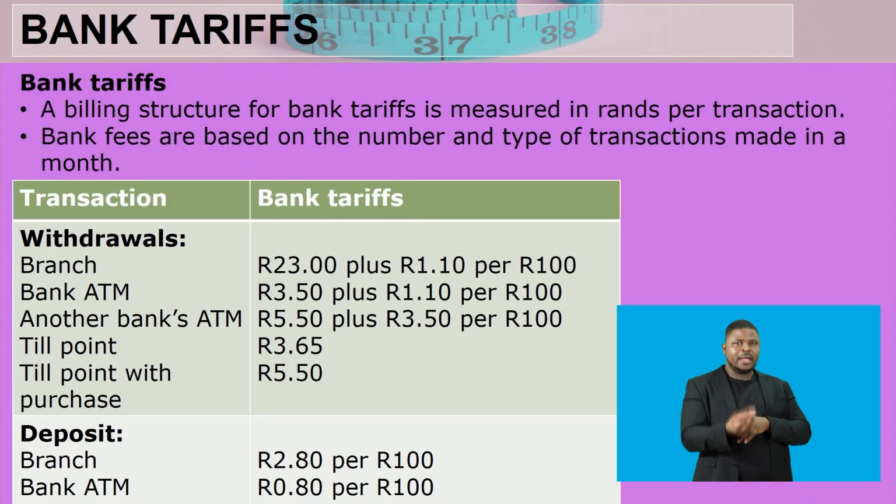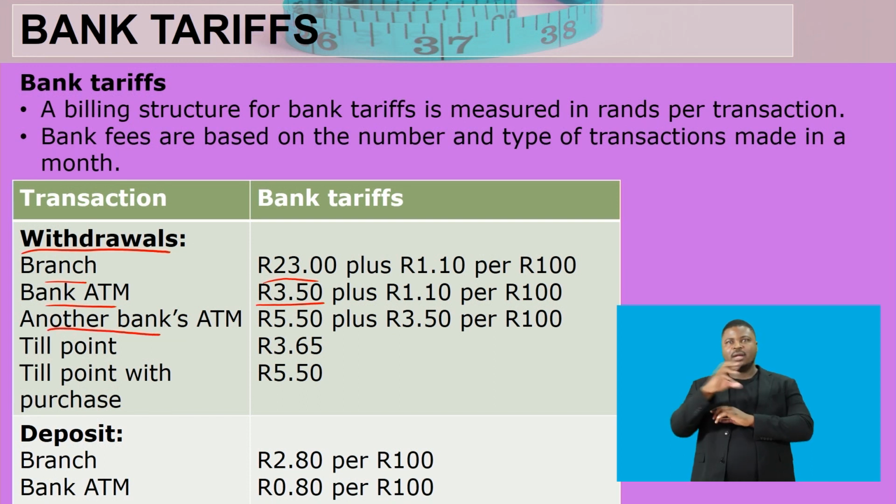For an example, we are given a fee structure of a particular bank whereby we are shown that for withdrawals, if you withdraw money in a branch, you will be charged 23 Rand plus 1 Rand 10 cent per 100 Rand withdrawn. You can withdraw at a bank ATM, which also has its own charges. You can withdraw at another bank's ATM with an additional charge, or you can withdraw at the till point. There is a charge for that. Or you can withdraw at a till point with a purchase.